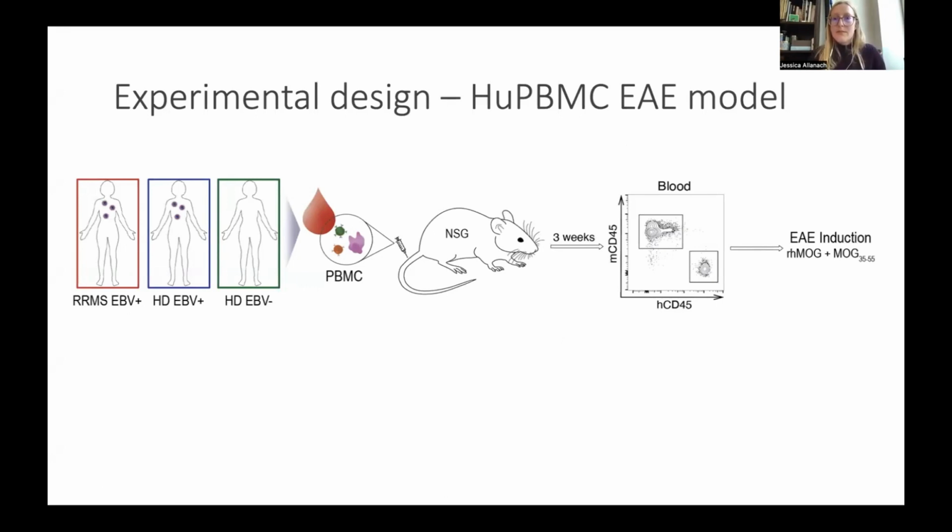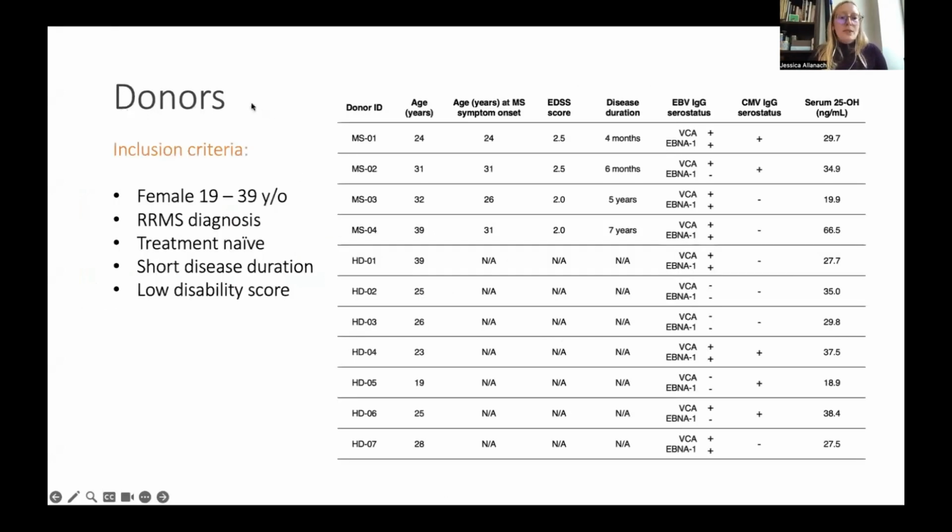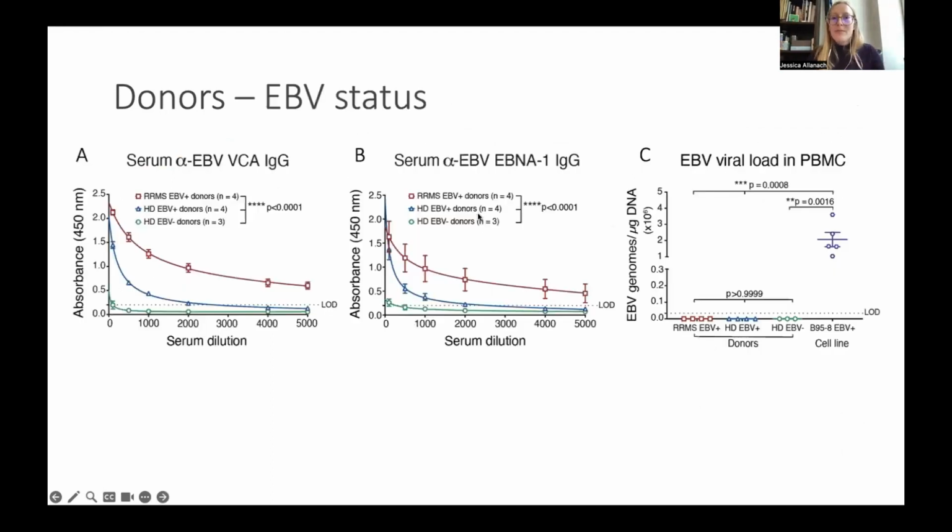We do this just to provide as many MOG epitopes as possible for the different T cell specificities. For our donors, we included individuals who were female between the ages of 20 and 40. For the RMS diagnosis, these individuals had to be completely treatment naive throughout their life, have a short disease duration, because we are trying to look for that earlier immune modulation that occurs early in disease, and a low disability score, because a higher disability score could suggest advancement of the disease. And we have here just the specifics for each individual, which you can see on the Dropbox link if you're more interested.